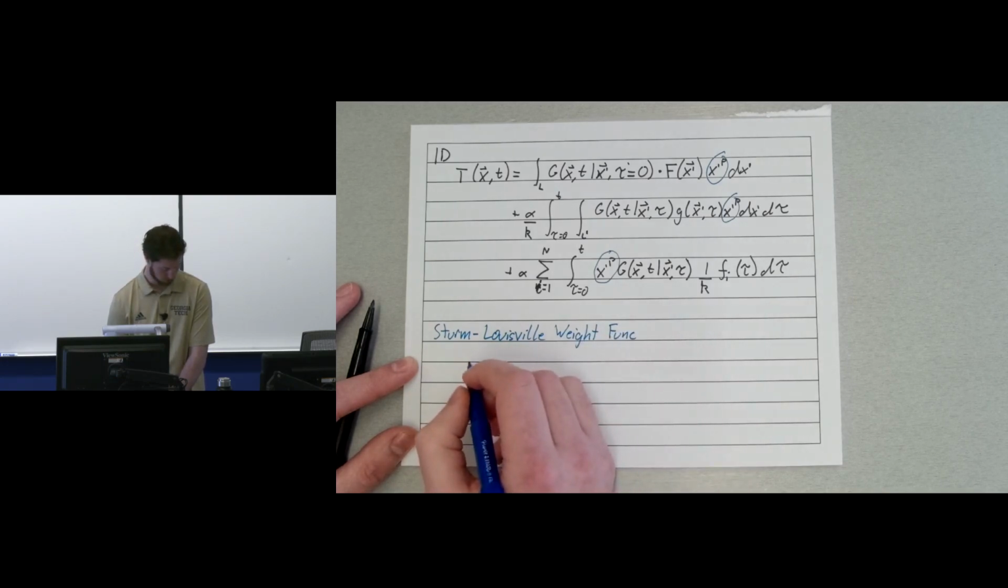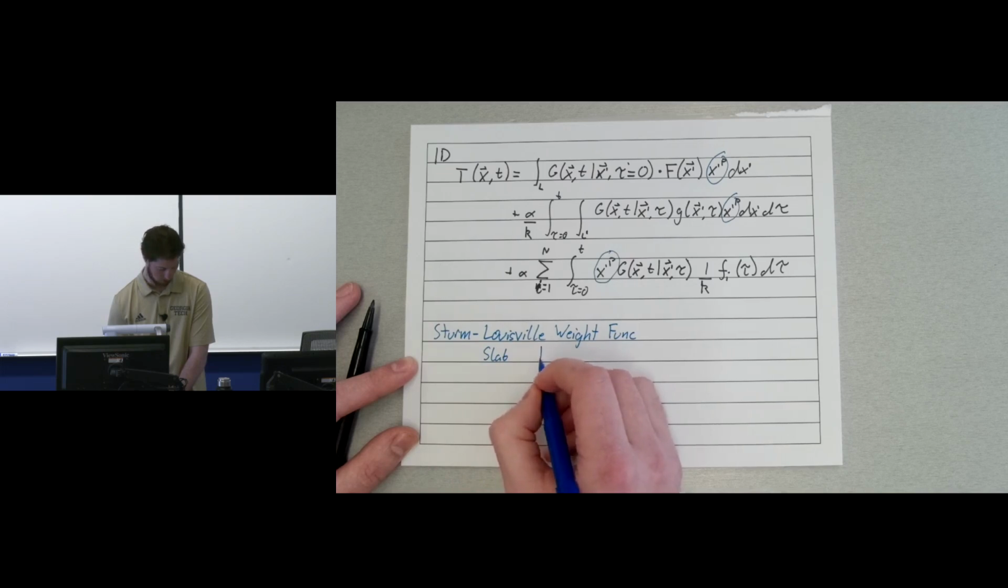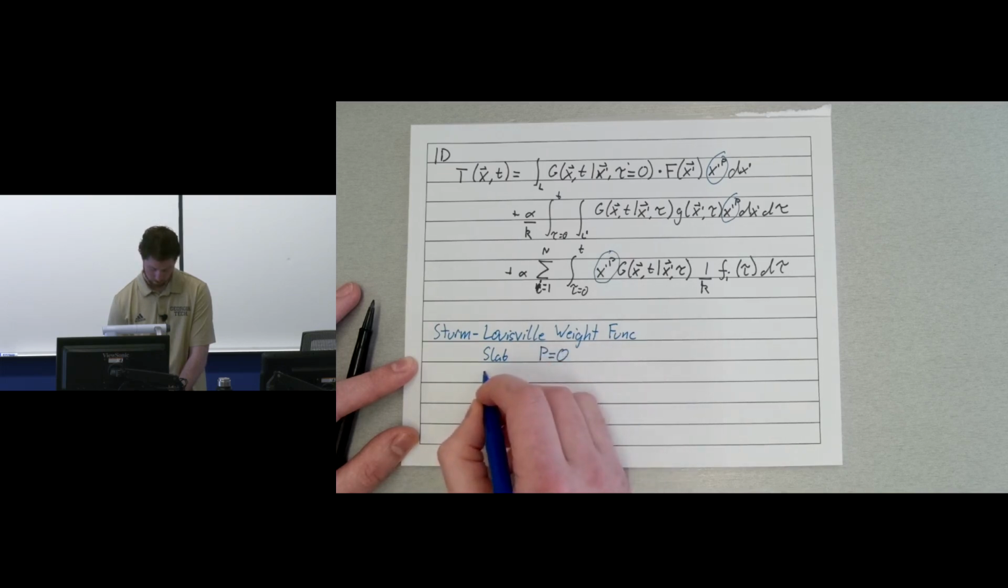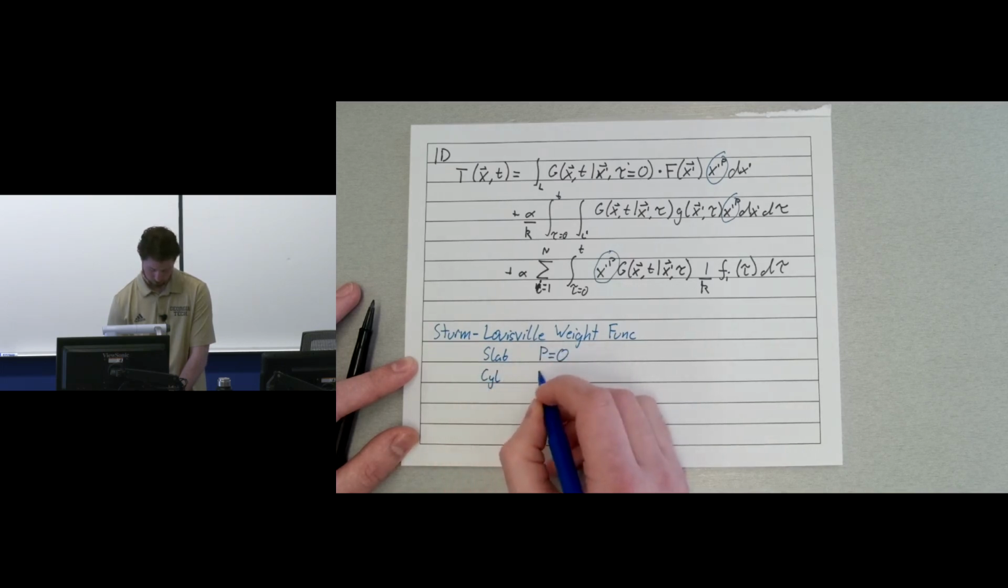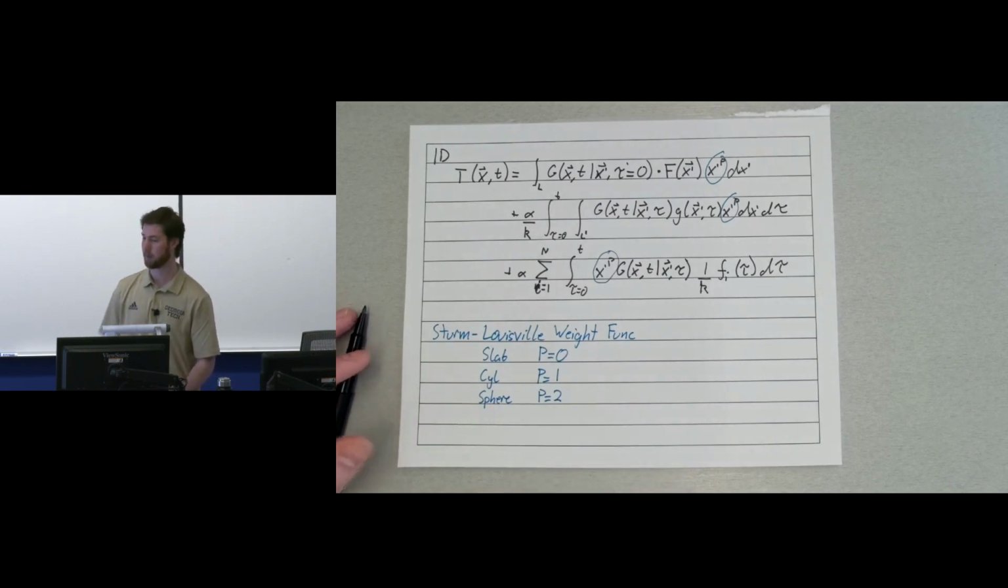And so for this, if we have a slab, we're going to say P equals 0. For a cylinder, we'll say P equals 1. And for a sphere, we'll say P equals 2. This is just going to make sure we're integrating these values correctly for the coordinate systems.